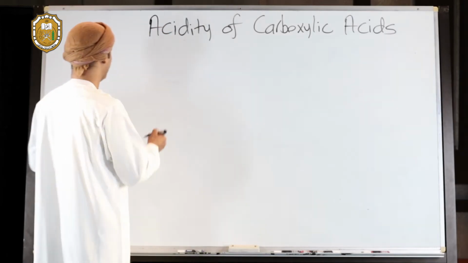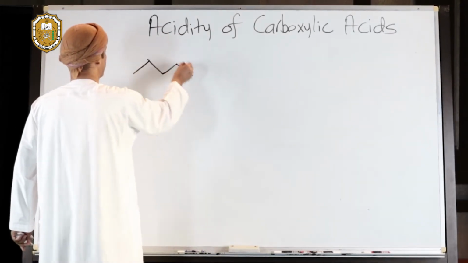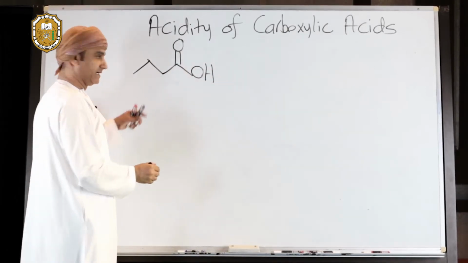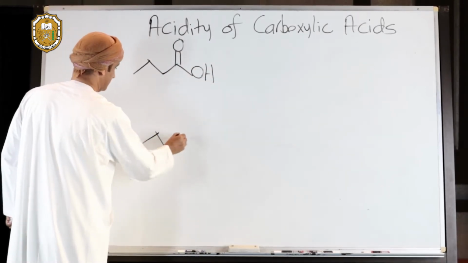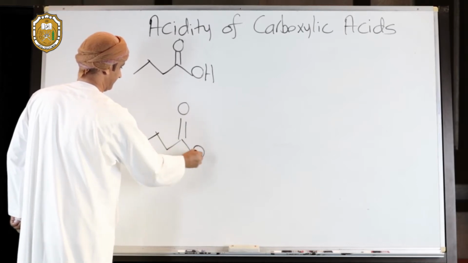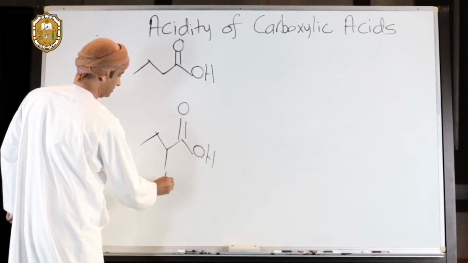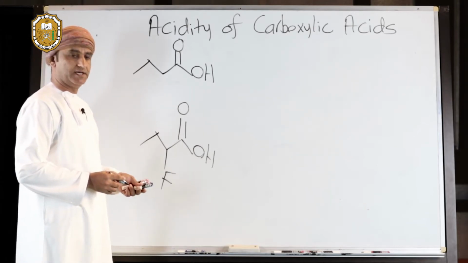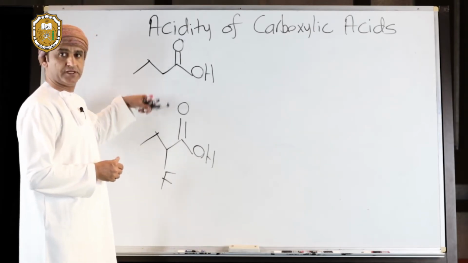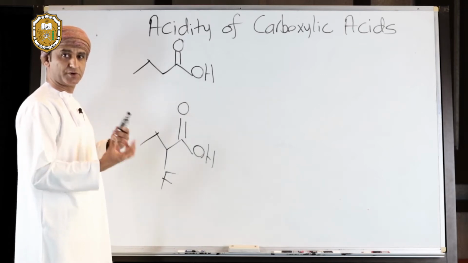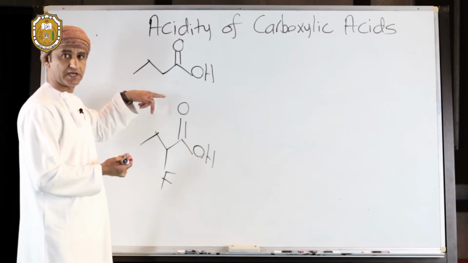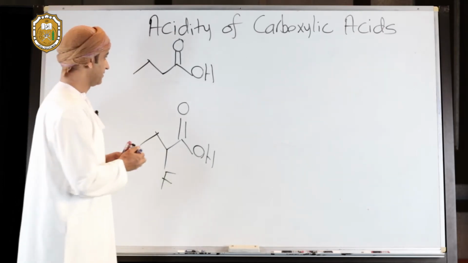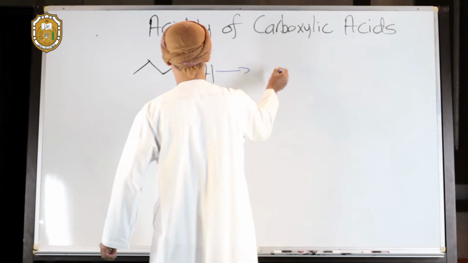Let's take butanoic acid as an example and 2-fluoro-butanoic acid as another. In order to judge, if you like, or compare the acidity of these two carboxylic acids, of course, we need to look at the corresponding conjugate bases. So let's draw the conjugate base of this first carboxylic acid.